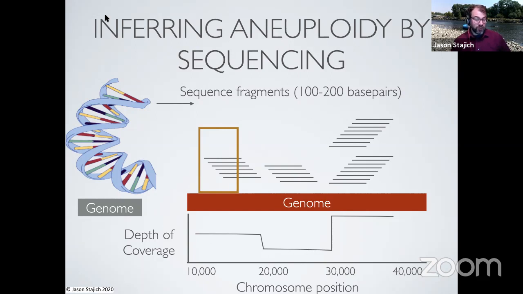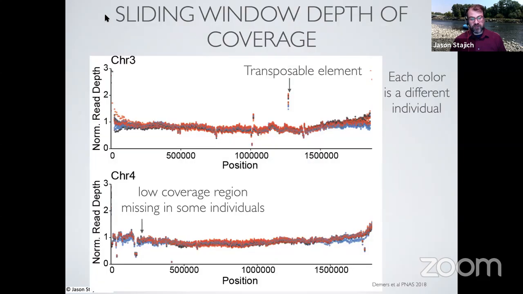So we do this across an entire genome, and that's what this sliding window is supposed to show. We're going to calculate it for every single window. How many sequences did I recover in my sequencing run for that region of the genome? So that's the sliding window depth of coverage. And here's a picture of actual data. Every point is a computed depth of coverage at a particular spot in the genome.